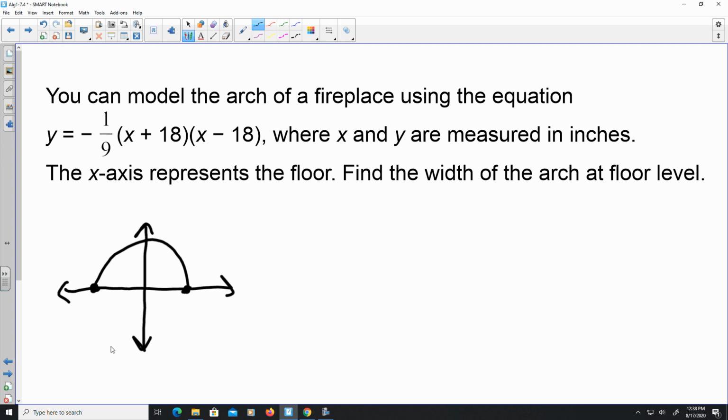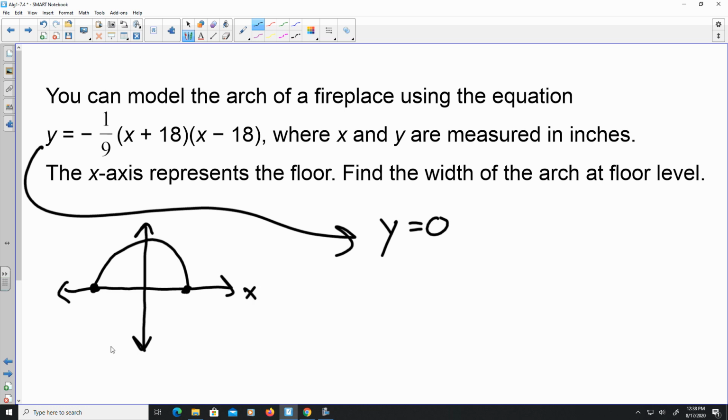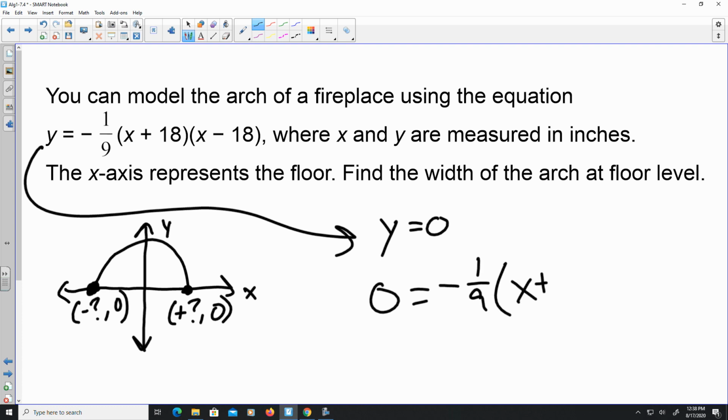So using this equation, what you're going to do is take y and set it equal to 0. Why is that? Well, this is your x-axis, this is your y-axis. If you choose any value here, it's going to be some positive value for x, comma 0. And over here, it's going to be some negative value for x, comma 0. Both coordinates for y are 0. So I'm going to set y equal to 0. So it's going to be 0 equals negative 1/9 times the quantity x plus 18 times the quantity x minus 18.